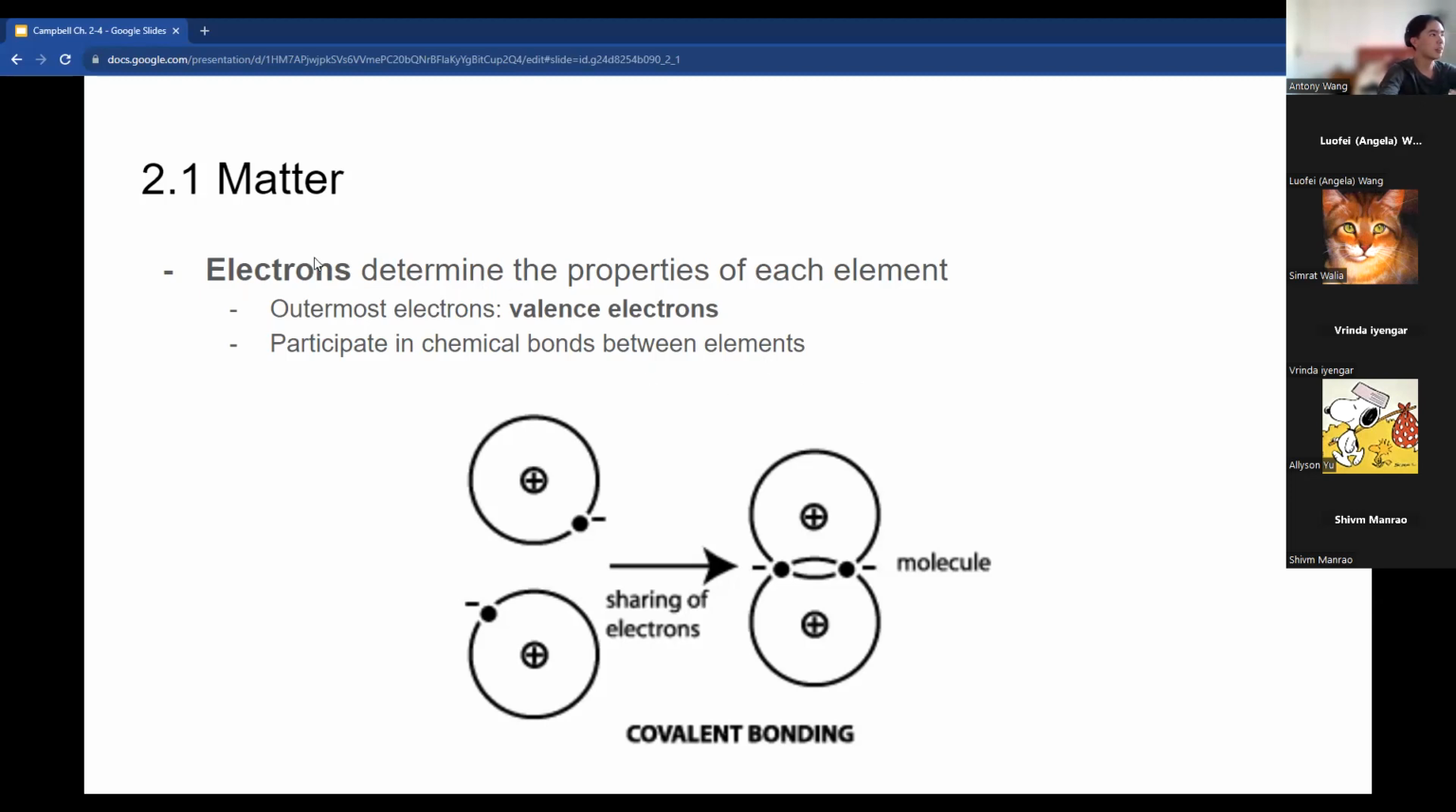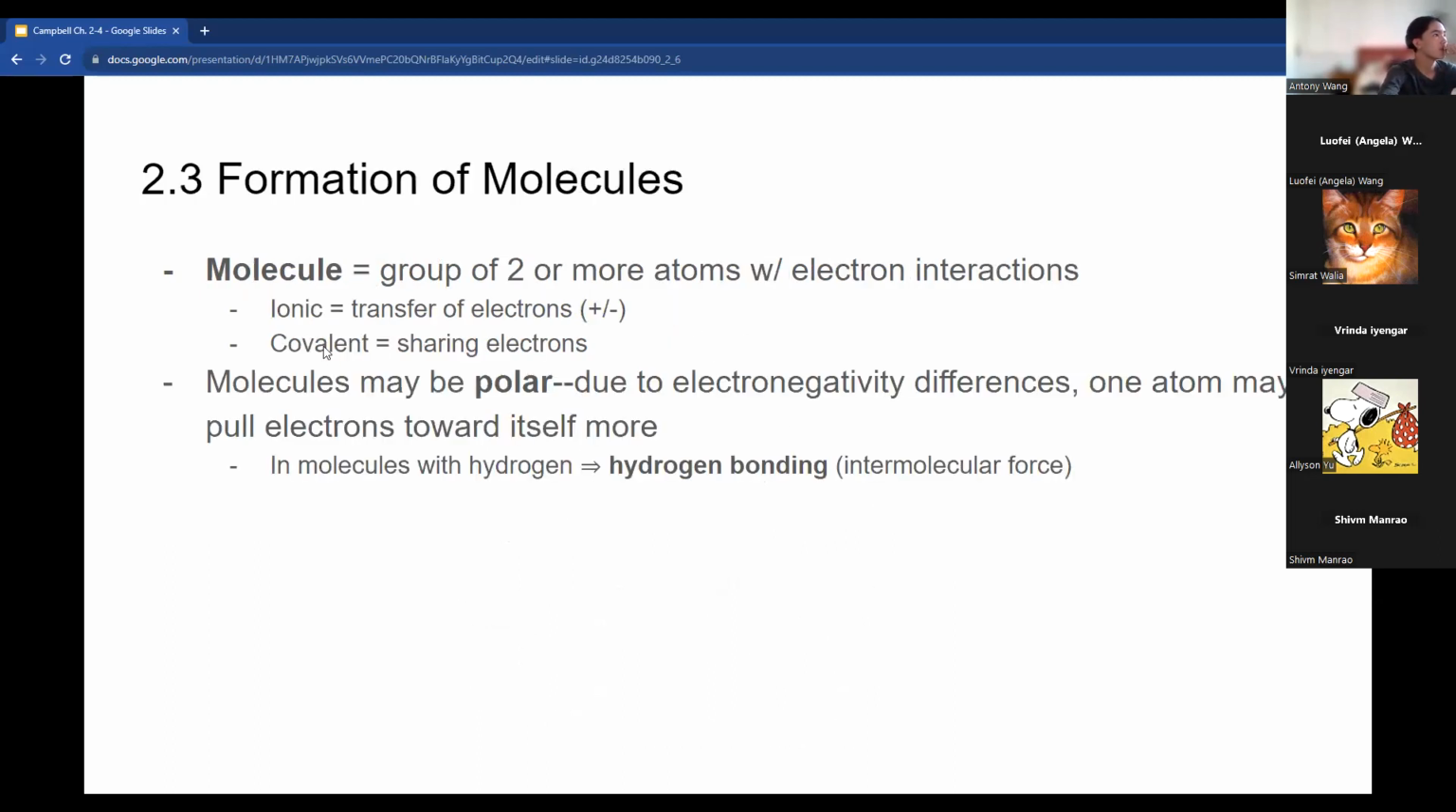And now we talk a little bit about electrons. We know, I hope we know, what valence electrons are. Those are the outermost electrons in an atom. They're the ones that do the chemical bonding. Okay. Molecules. A molecule is a group of two or more atoms with electron interactions, right?